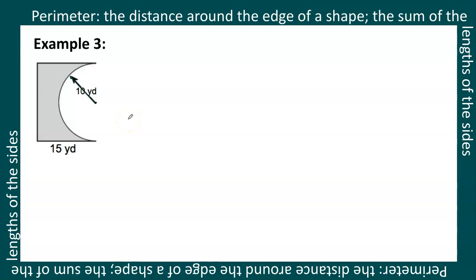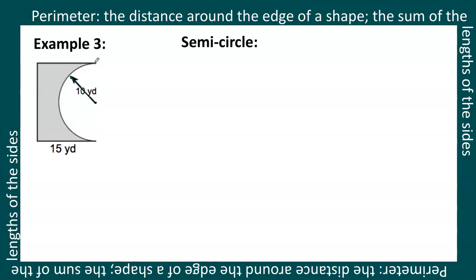In this video, we're going to be finding the perimeter of this composite shape. Remember, perimeter is the distance around the edge of a shape, the sum of the lengths of the sides. We have 1, 2, 3 straight edges, and then we also have this curved edge to find the length of, and then we're going to add all those lengths together.